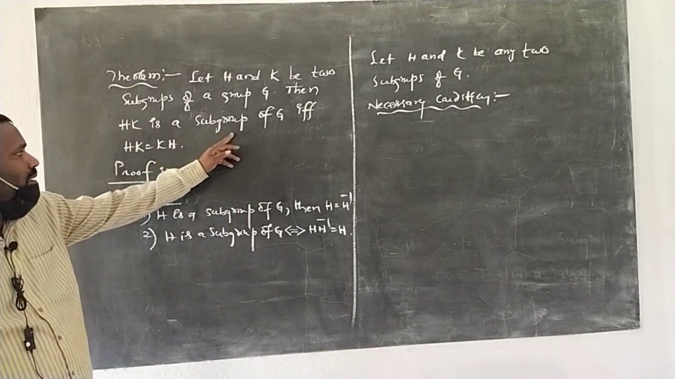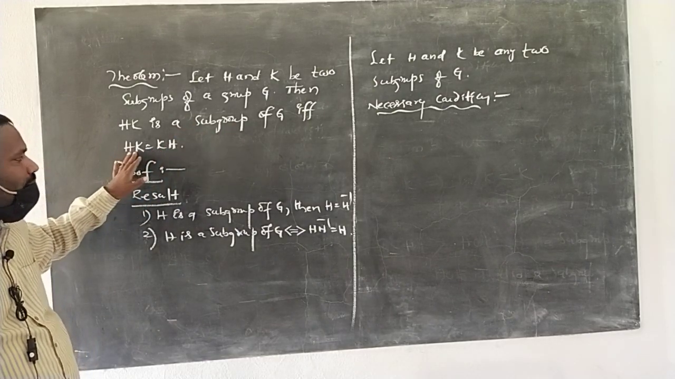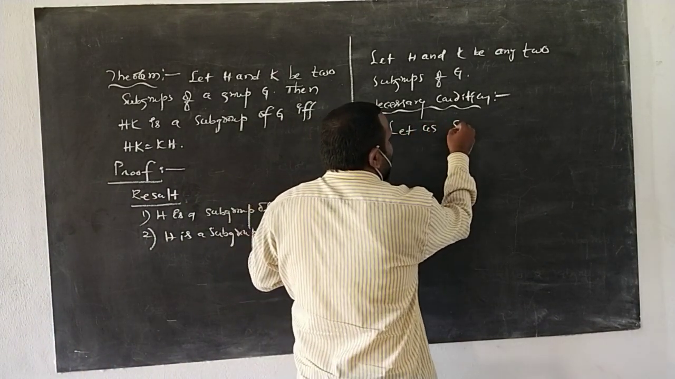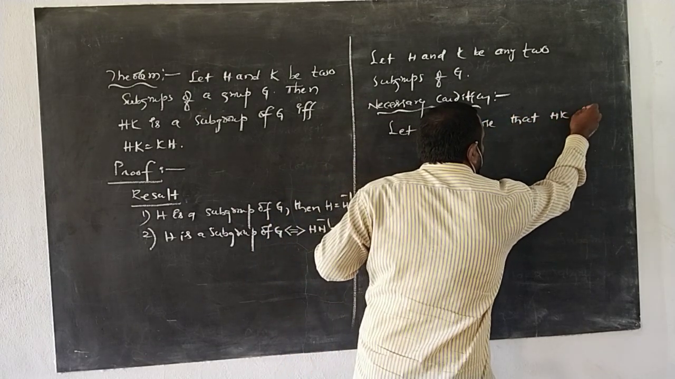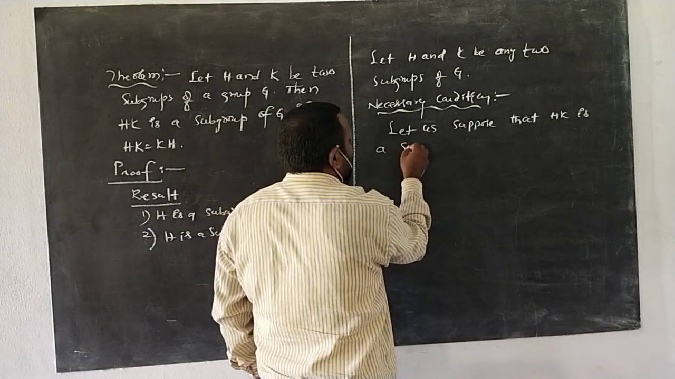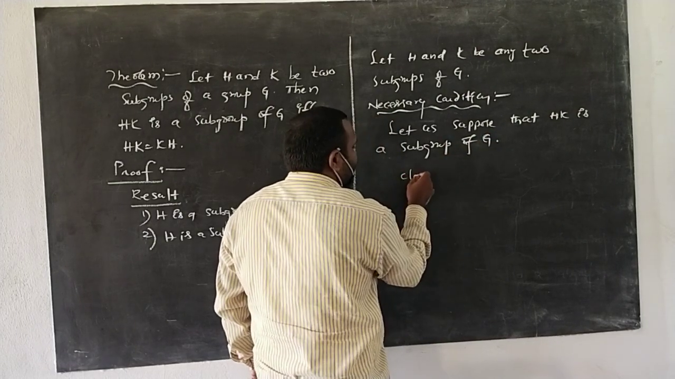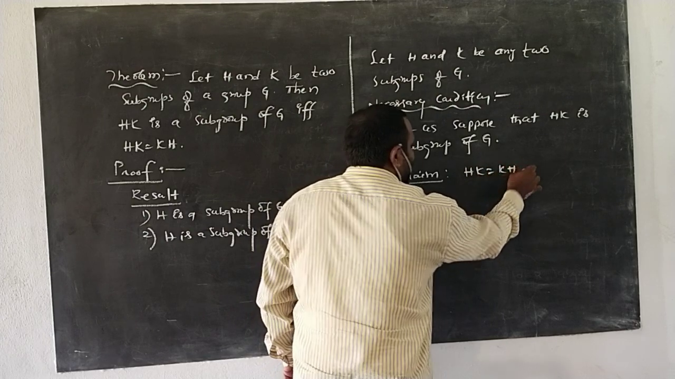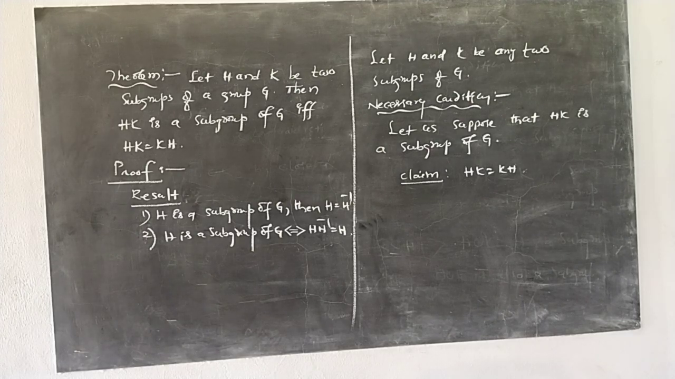HK is a subgroup of G. We prove HK equal to KH. Write the supposition. Let us suppose that HK is a subgroup of G. What is to be claimed here? Our claim is to show that HK equal to KH. That is to be proved. HK equal to KH is our proof here.